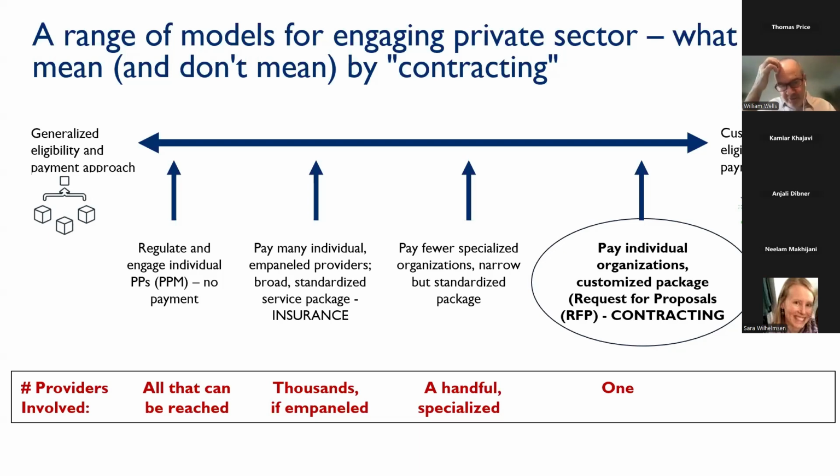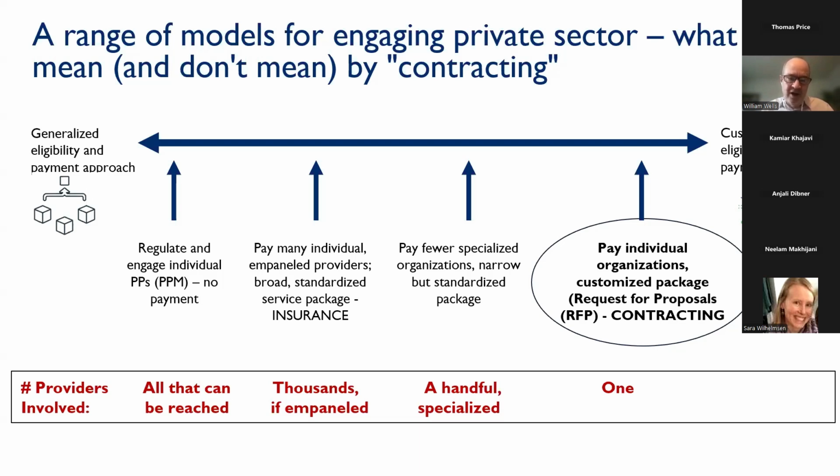Then you have something like, for example, if you want dialysis services to be delivered, you might contract with a narrower standardized package just for dialysis and only with dialysis centers. So that's a handful, but you're still talking about a standardized package for many organizations. Then what we are talking about today is paying individual organizations to deliver a customized package of services.